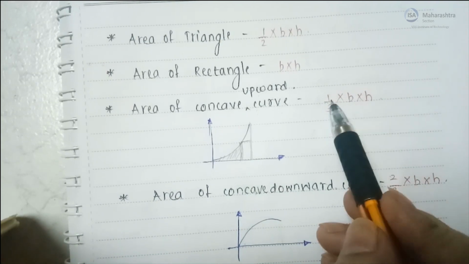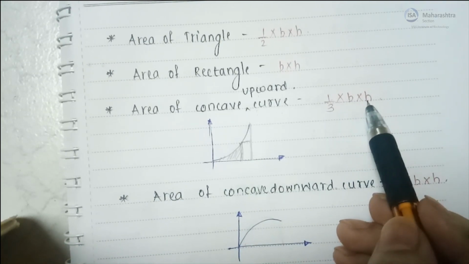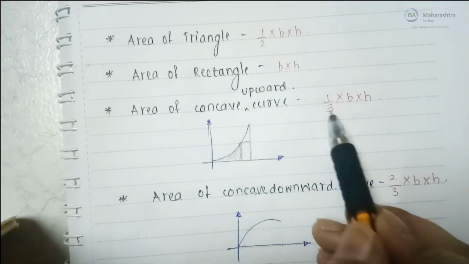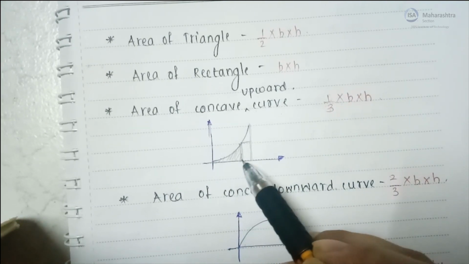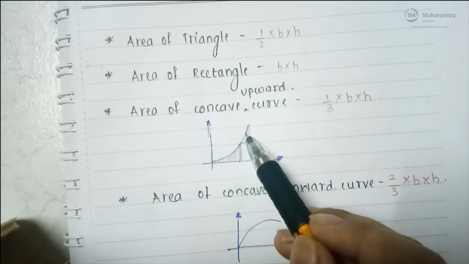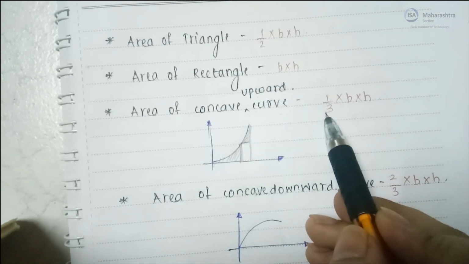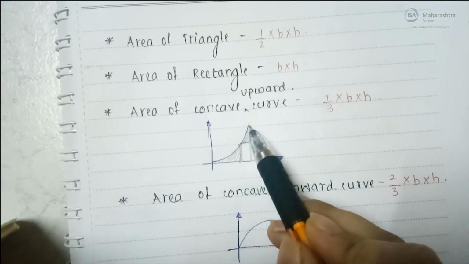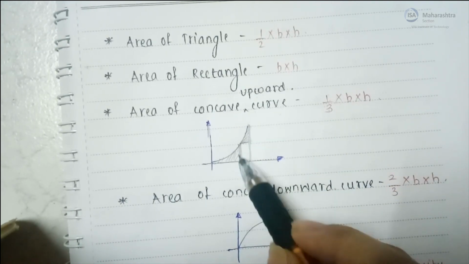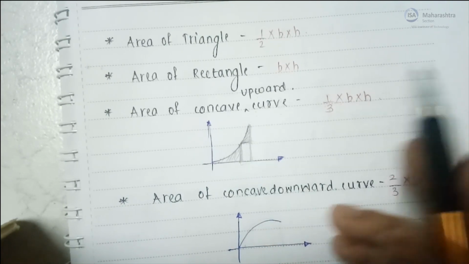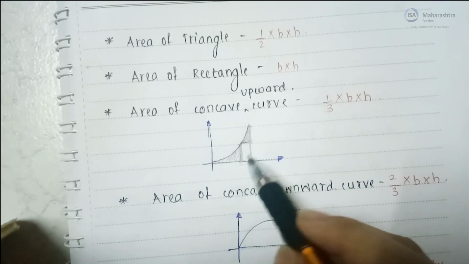So area under this curve is 1 by 3 into base into height. Now this is concave upward curve, hence we have used this formula 1 by 3 into base into height. Base is this and height is this. Similarly, area under this curve, again we'll find by this formula 1 by 3 into this base into this height. And this is a normal rectangle, so we'll use base into height. Then we have to add all these 3 areas to find the required one.